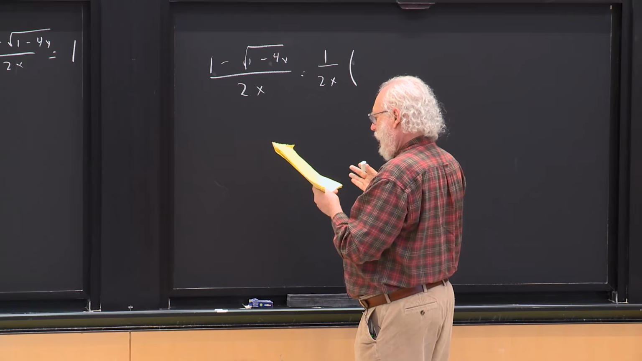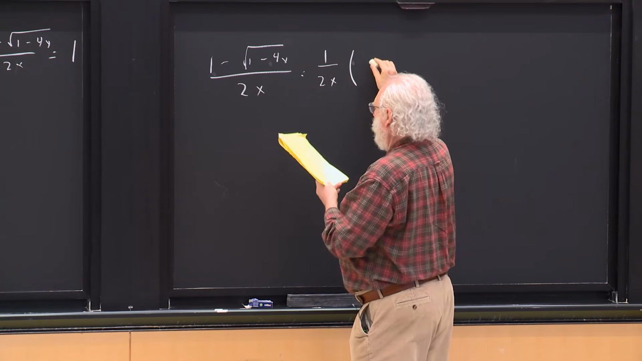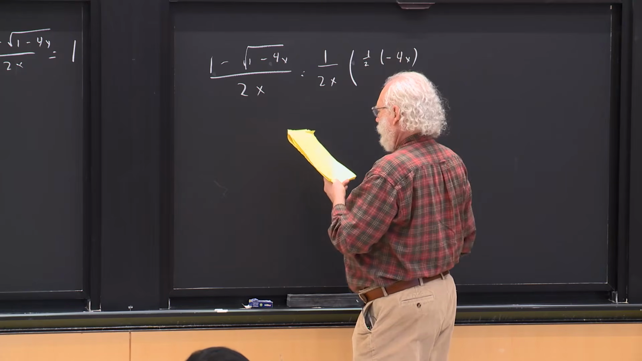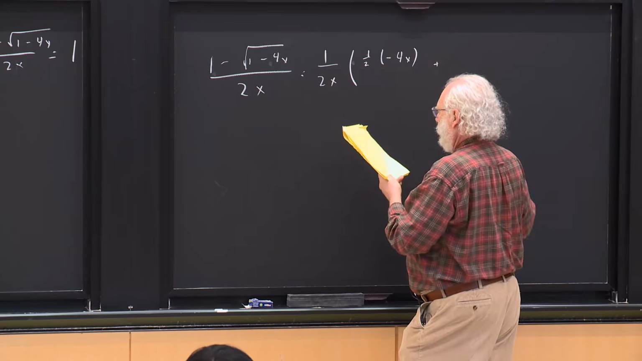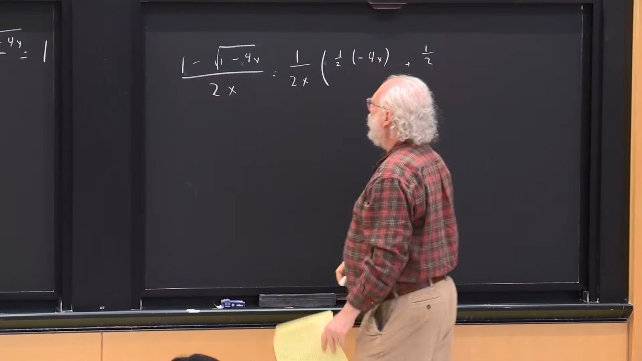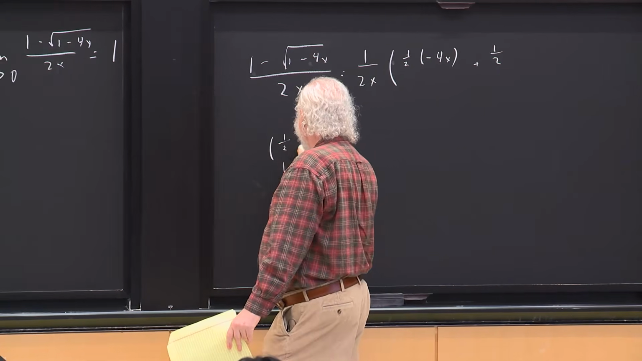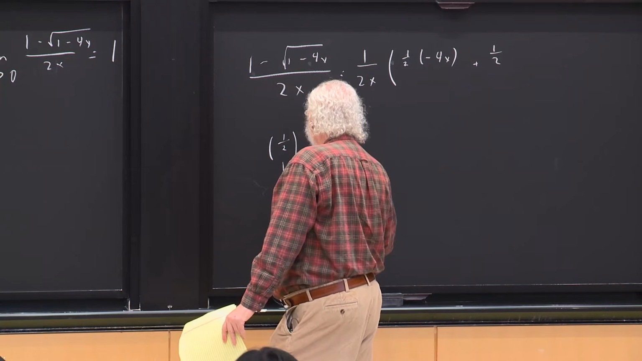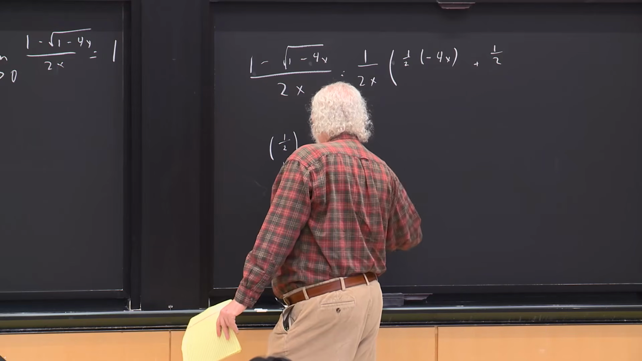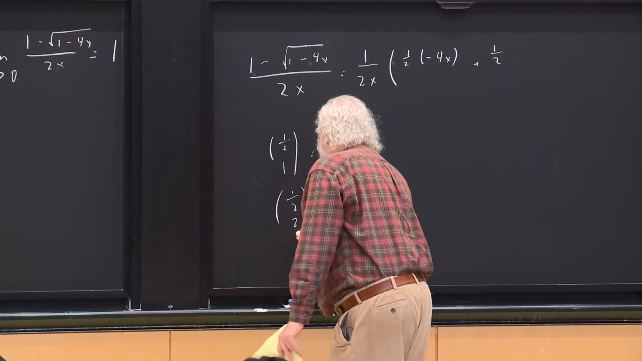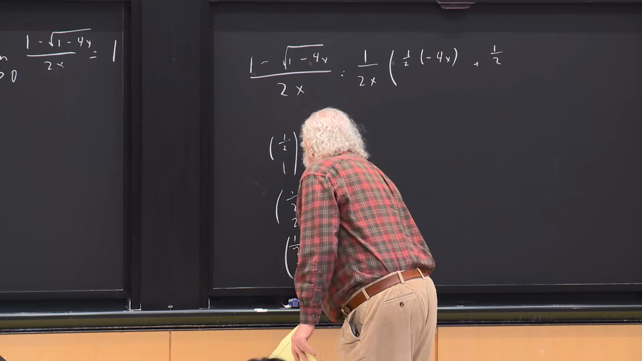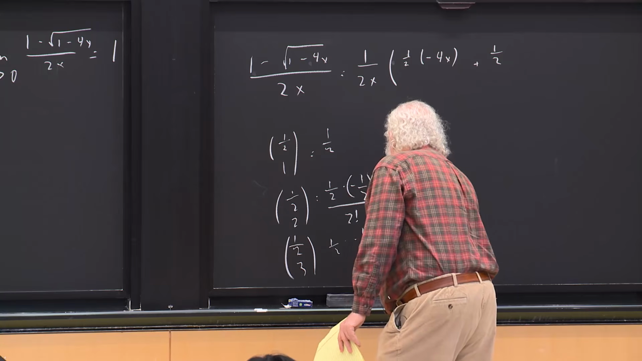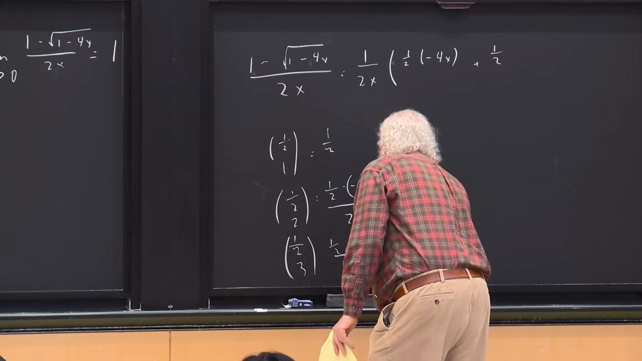So the next term is 1/2 times minus 4x plus 1/2. So 1/2 choose 1 equals 1/2. 1/2 choose 2 equals 1/2 times minus 1/2 divided by 2 factorial. 1/2 choose 3 is 1/2 times minus 1/2 times minus 3/2 divided by 3 factorial, etc.